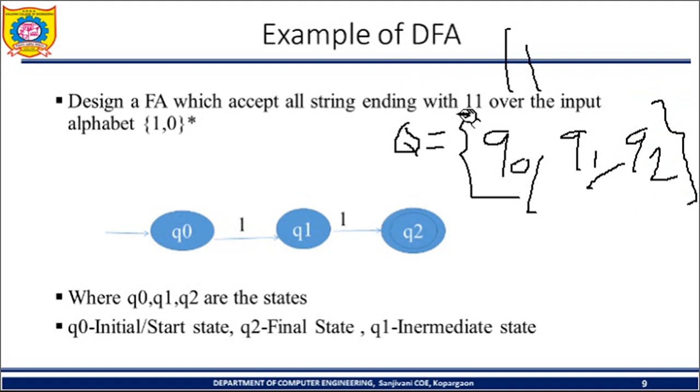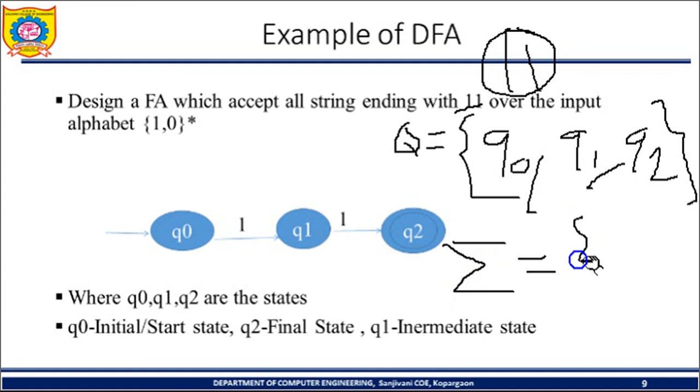How have we decided? Its length is 2, 1 1. Minimum length, because it should end with 1 1, is 2. So 2 plus 1 is 3. Now next, the input alphabet, Σ, the second tuple. So here again, over the input alphabet 1, 0.